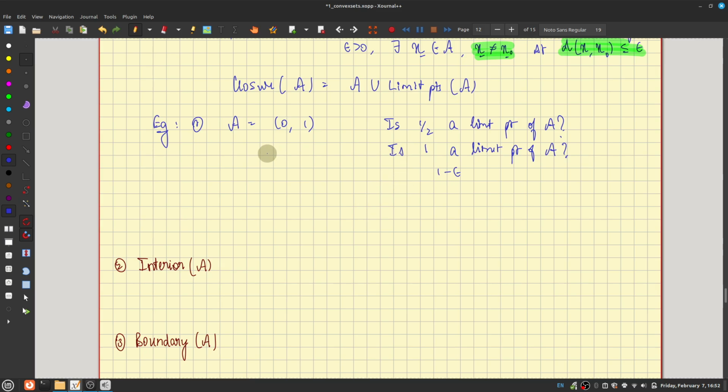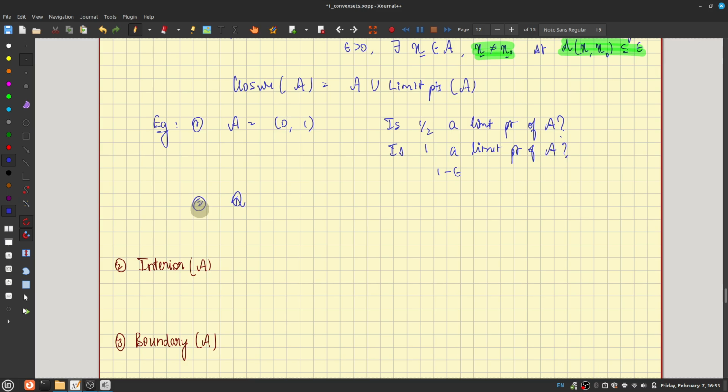All right. Similarly, is 0 a limit point of A? Yes. Can you find any other limit points of A which are not in A or 0 or 1? No. Basically, you take any point which is strictly greater than 1 or strictly less than 0, that will not be a limit point of A. Okay. That's good. Now let's take the set of rational numbers.